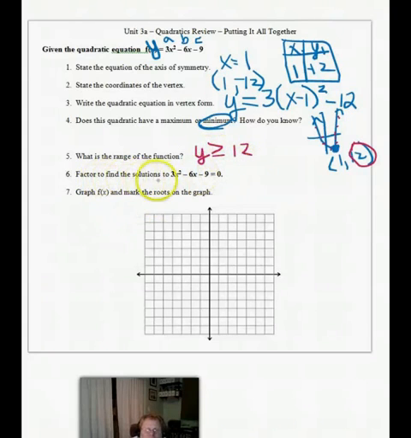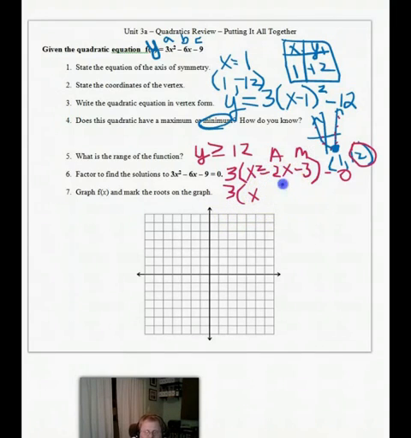Okay. Factor to find the solutions to it. First thing you want to do is GCF. So when you do that, you get this. Alright, and then you're going to do, remember, MA. So this adds to be the middle, multiplies to be negative 3. So the two factors that give us negative 3 are negative 3 and 1.